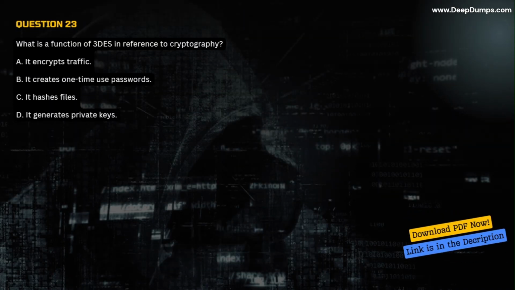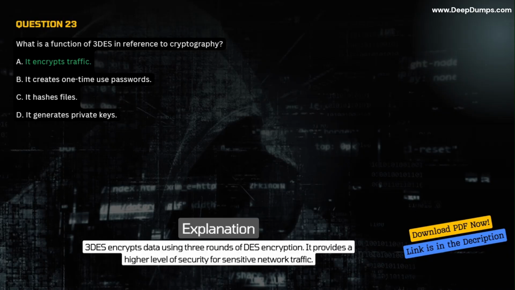Question 23. What is a function of 3DES in reference to cryptography? A. It encrypts traffic. B. It creates one-time use passwords. C. It hashes files. D. It generates private keys. Correct answer A. It encrypts traffic. Explanation. 3DES encrypts data using three rounds of DES encryption. It provides a higher level of security for sensitive network traffic.